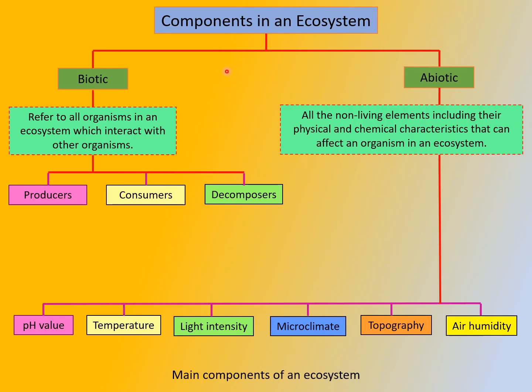An ecosystem consists of two main components, which are biotic components and abiotic components. Biotic components refer to all organisms in an ecosystem which interact with other organisms, whilst abiotic components are all the non-living elements, including their physical and chemical characteristics that can affect an organism in an ecosystem. Biotic components consist of producers, consumers, and decomposers, while abiotic components consist of pH value, temperature, light intensity, microclimate, topography, and air humidity.